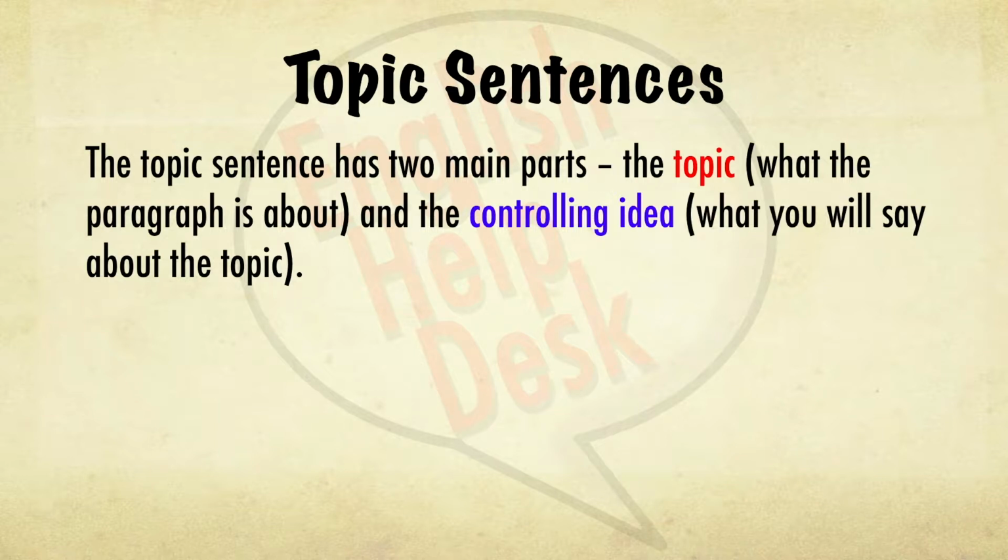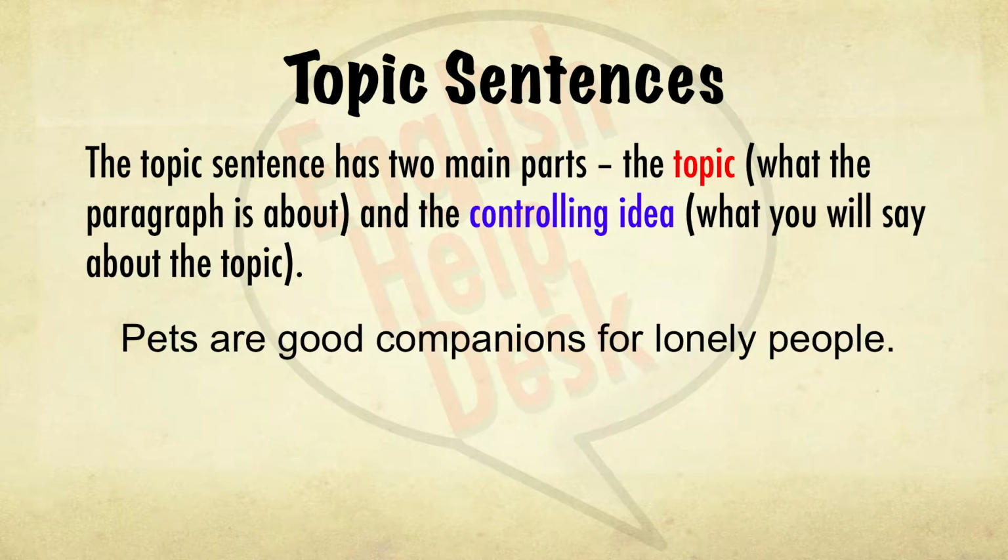Let's have a look at another example of a topic sentence. Pets are good companions for lonely people. In this sentence, what is the topic and what is the controlling idea? What is the writer going to say about the topic? Our topic is pets. The controlling idea is that they are good companions for lonely people.